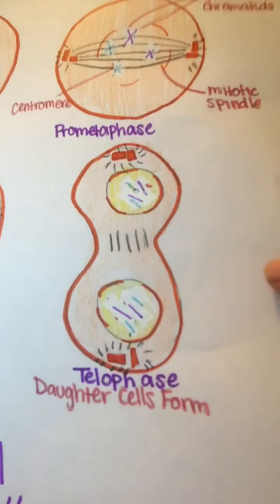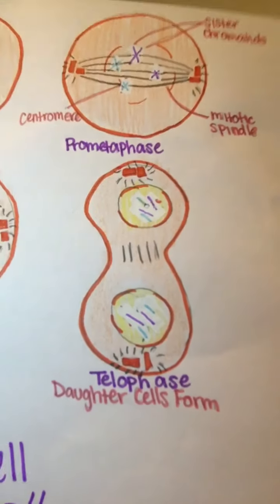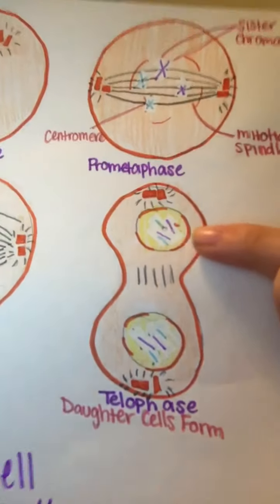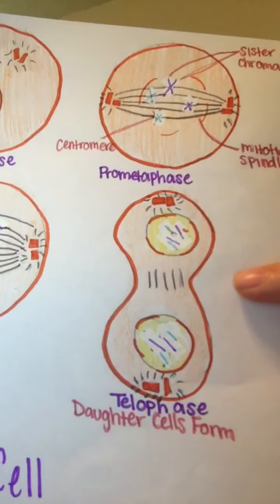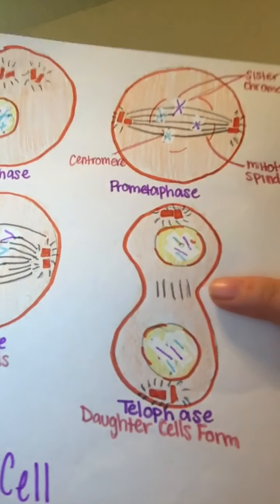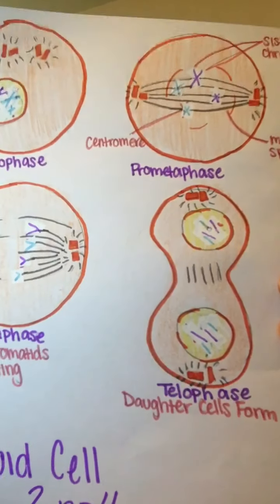So at each pole of the cell, each end gets a full set of chromosomes to gather together. A membrane forms, so you can see the new membrane forming around each set of chromosomes to create two nuclei, and then the single cell pinches off in the middle, so here's the pinching off, to form two separate daughter cells, each containing a full set of chromosomes within a nucleus.